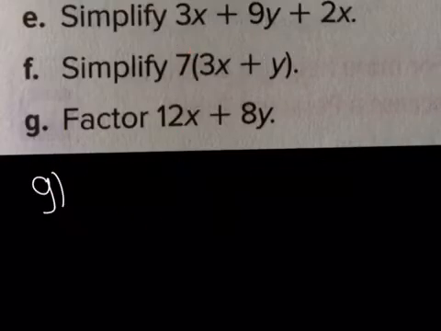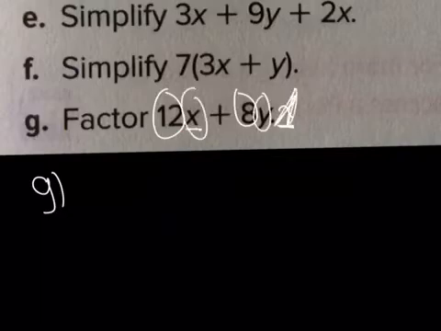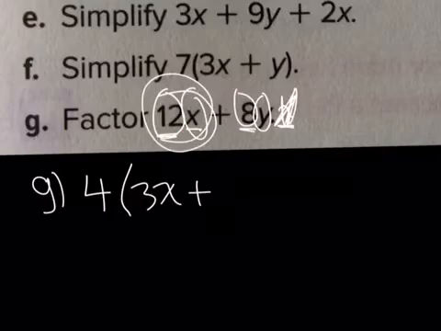Now let's factor. I'm going to look for a common factor for 12 and 8. If I had, for example, an x here, x would also be a common factor, but I don't. The variables are totally different, right? So I know that the greatest common factor for 12 and 8 is 4. And 4 times 3x is 12x, as you have there, plus 4 times 2y is going to give me 8y. And there we go, I factored it.